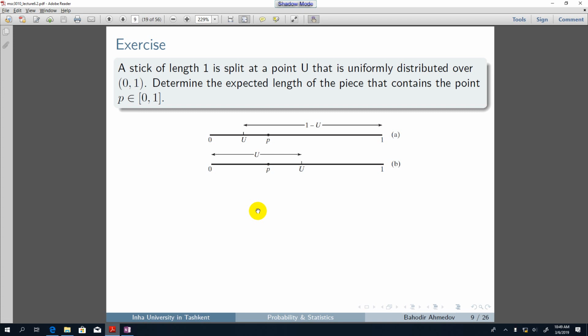But the problem here is that you don't know P. P will be given. Your program should ask me P first, then it should calculate the average length. P might be here or there or there, but it is fixed. So this will be given. This is not random. The random here is the point where you cut the stick.